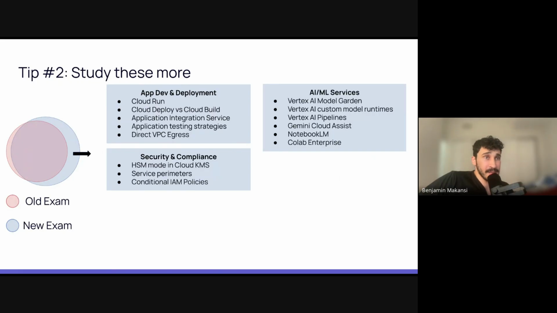Gemini Cloud Assist is the assistant that you can now see and access in the console. And then NotebookLM is part of Gemini Enterprise, and you work with documents using generative AI. Some of you have probably used it. And then you've got Colab Enterprise, which is the managed version of Google Colab for teams to collaborate on Jupyter notebooks like they do with Google Docs and things like that.